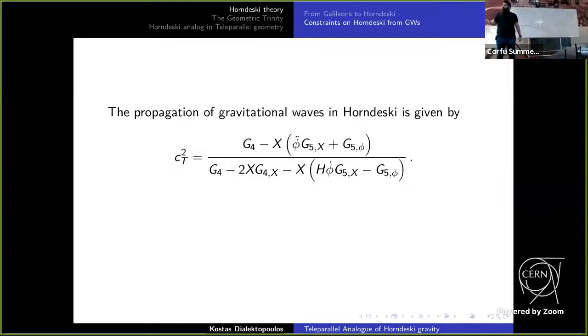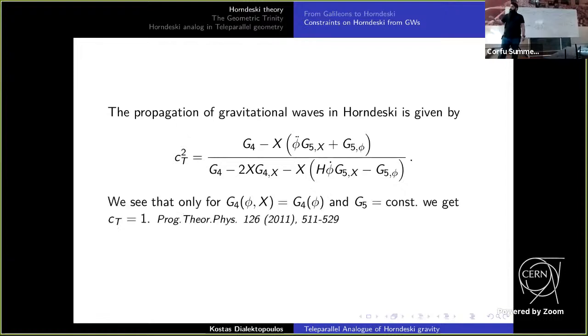However, this theory was constrained from the gravitational waves because the speed of the gravitational waves is given from this formula in the theory. And if this has to be one from the observations, as we know, G4 has to be only a function of phi, so it doesn't depend on the kinetic term of the scalar field, and G5 has to be constant. So it doesn't depend neither on the scalar field nor on its kinetic term. And as we'll see, this does not happen in teleparallel theory.